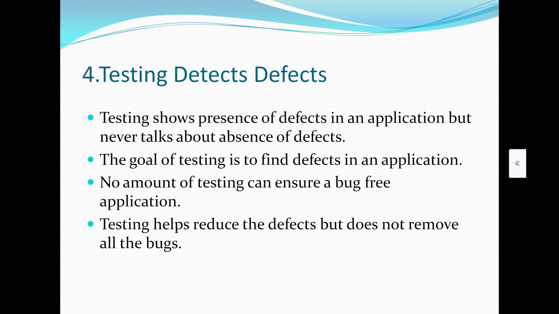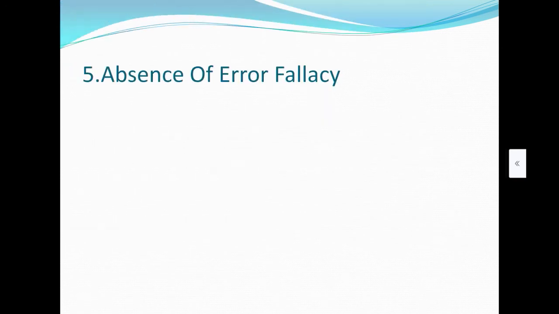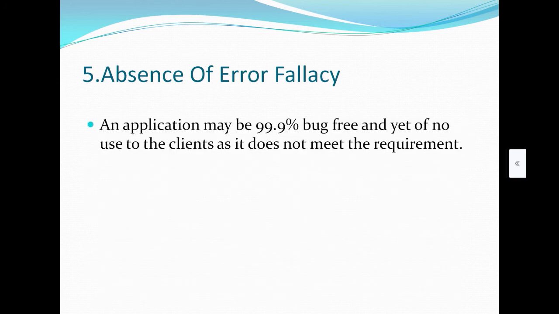Okay, let's move on to the next principle, which is absence of error fallacy. Now this is somewhat related to the fourth principle, which says we cannot ensure a 100% bug free application, right? What does this mean? It means that even if an application is, say, 99.9% bug free, that application can still be of no use to the client because it does not meet the requirement, right?